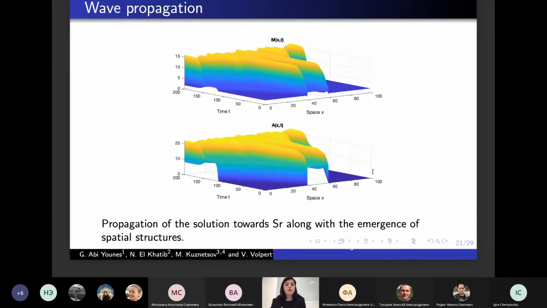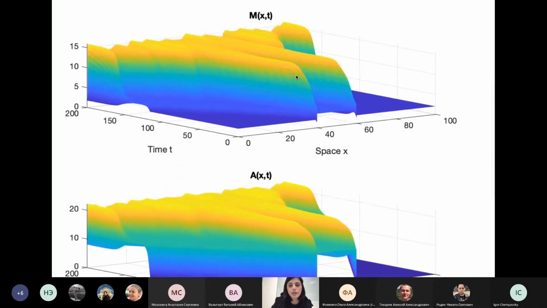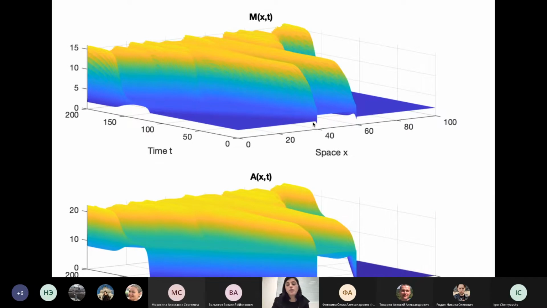Here I show you the wave propagation, or the solution in 3D. First, this is a solution for M, and this is a solution for A. The initial condition is a step function, and here, if you can see it in the solution M, there are in fact two propagations. The first propagation is the propagation towards the point SR. And the second propagation is the propagation of the spatial structures.